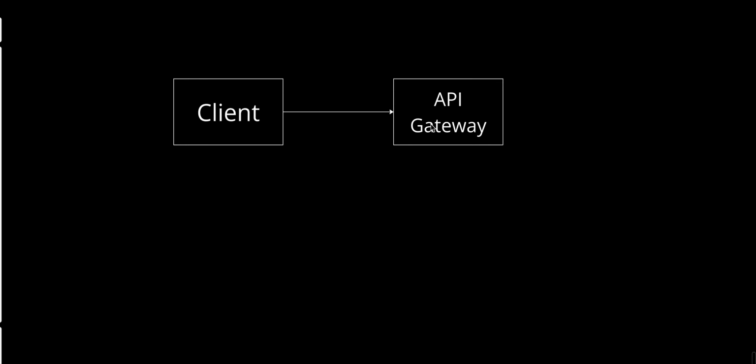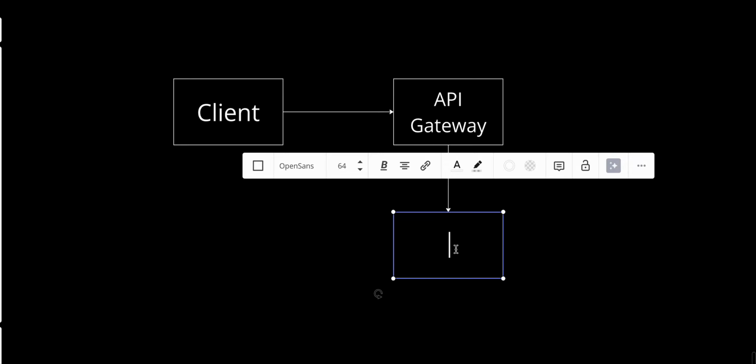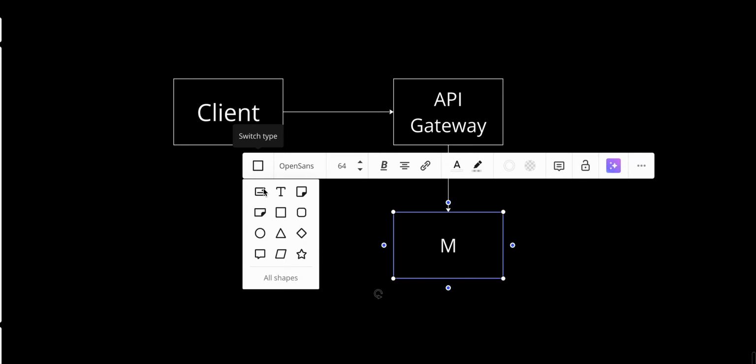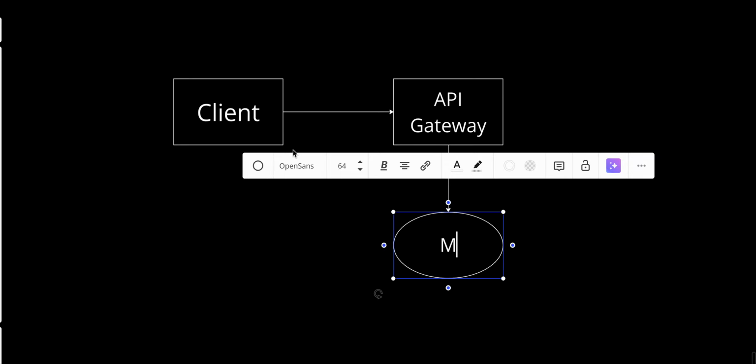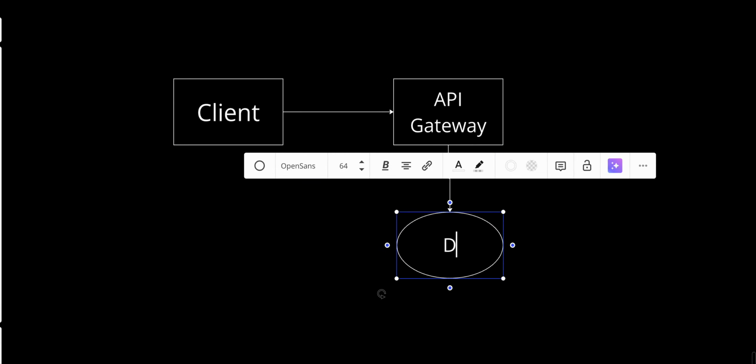So we have the API gateway, and next we have the metadata. We have the database, for example. Let's call it the database. This database will store user data and metadata. The database stores all metadata related to videos, users, comments, and thumbnails.